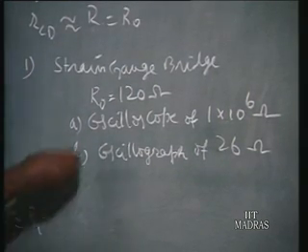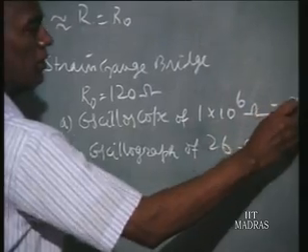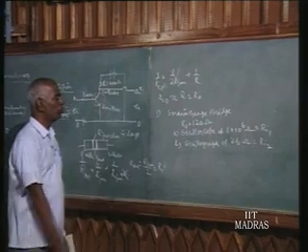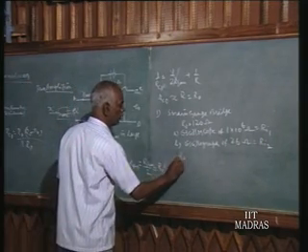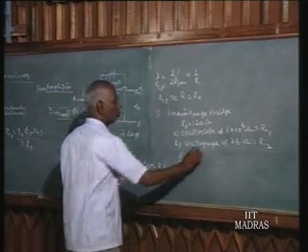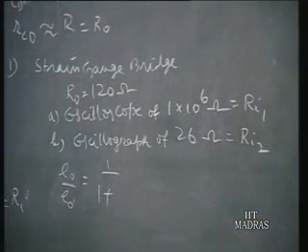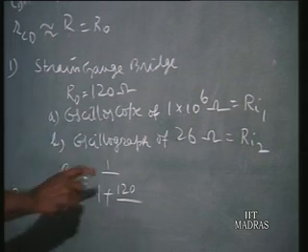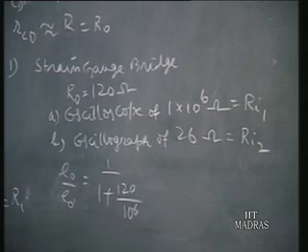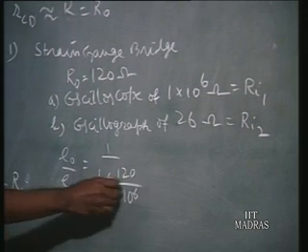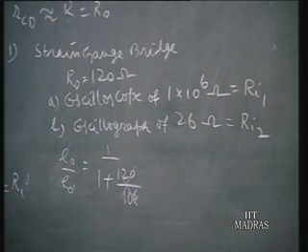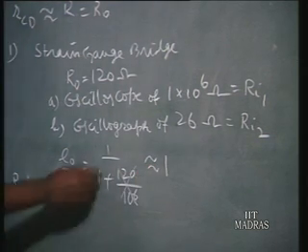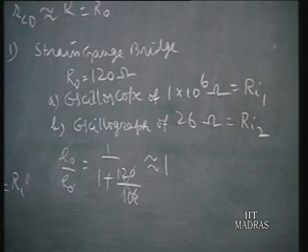It is simple here because RO is given. This actually is Ri in the first case, and this is Ri in the second case. Use this formula, loading effect is equal to EO by EO dash is equal to 1 over 1 plus RO by Ri. Take the first case, RO here is 120, and Ri is equal to 1 into 10 to the power 6. Now this is too large a number compared to 120, so the ratio will be about 0. So its value is about 1 only. 120 compared to 10 to the power 6 is negligible, so it is near about 1.